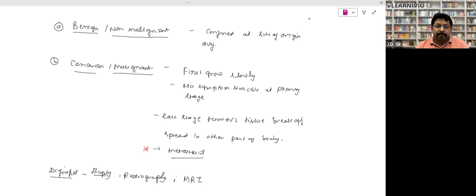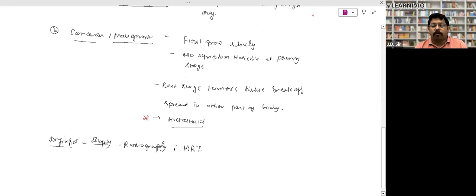But malignant is very dangerous, right? The person with a malignant cancer, to be very frank, cannot be saved. What happens? In the first stage, it grows very slowly. There is no symptom in the primary stage. You come to know only at the last stage that the person has been detected with this. In the last stage, this tumor tissue starts breaking, right?